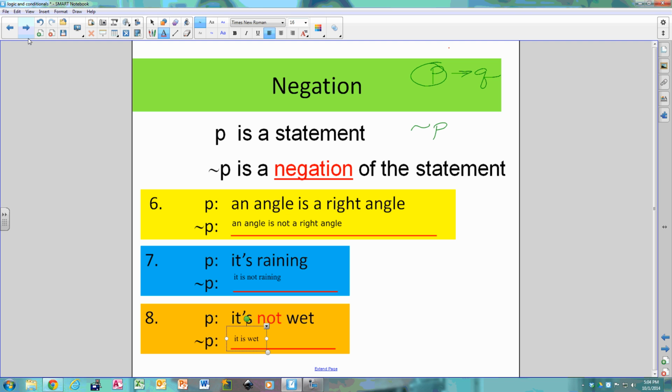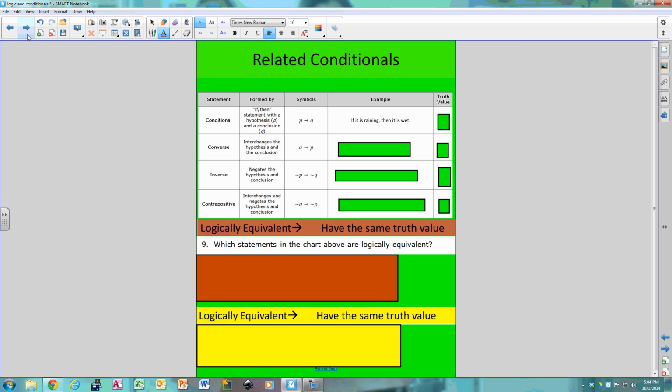All right, let's look at the next part. So now we have what's called related conditionals. You have your conditional statement. Then there's the converse, the inverse, and the contrapositive. So you want to make sure that you remember them in this order because that's the order they're written.